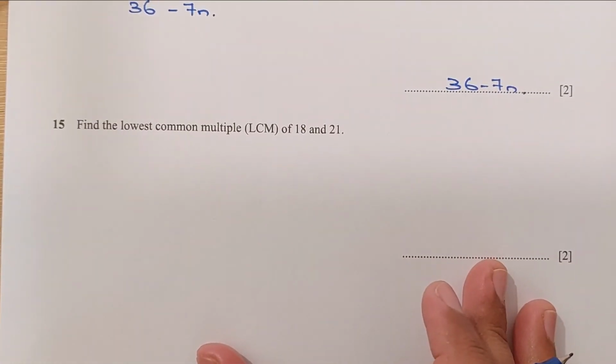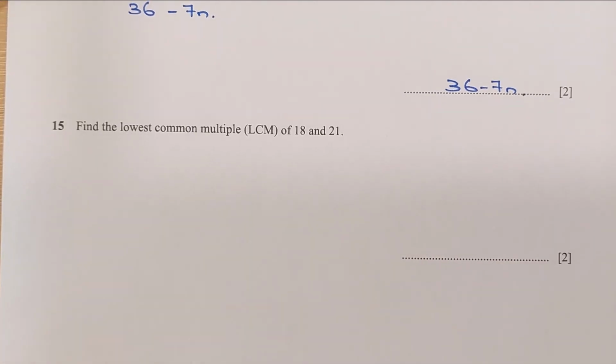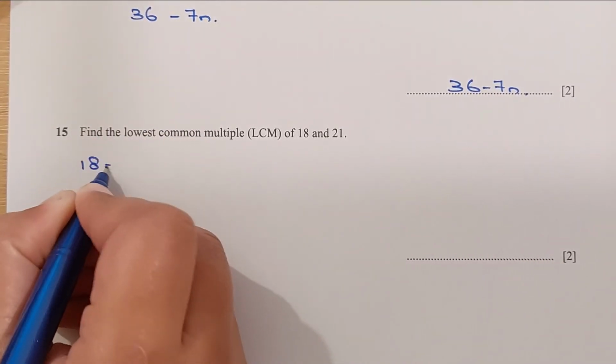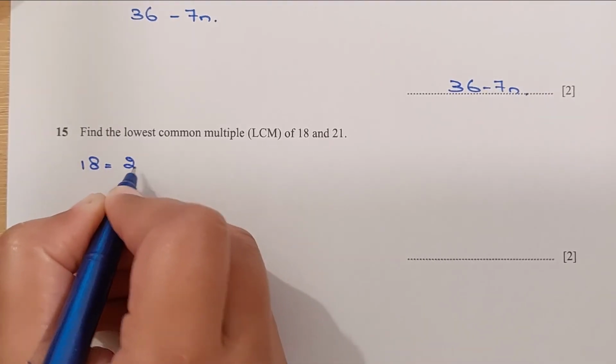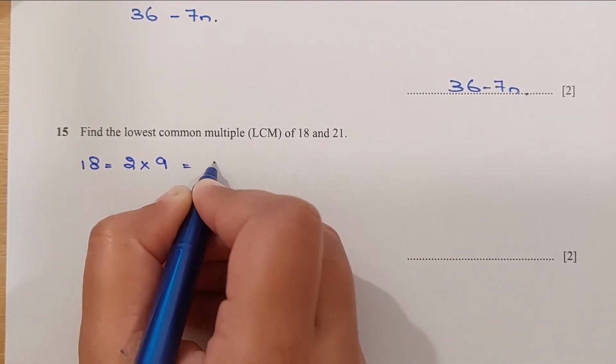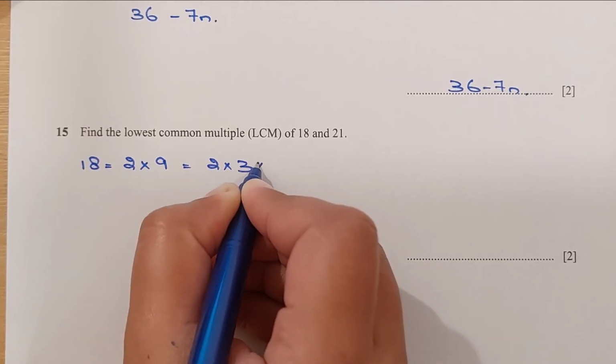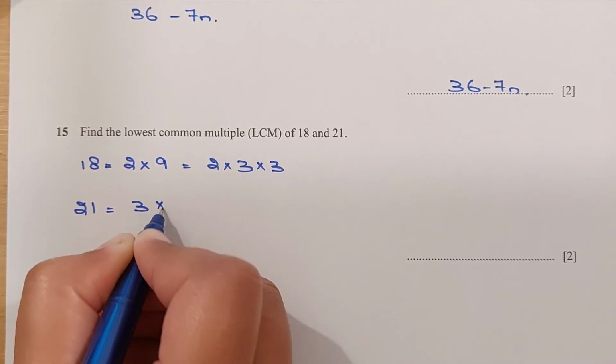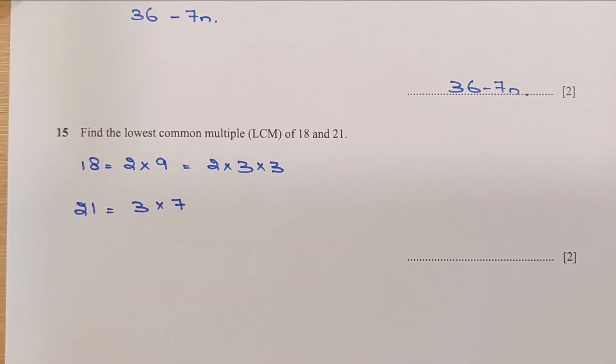Question number 15, find the lowest common multiple, LCM, of 18 and 21. For LCM, we have to write the prime factorization of the two numbers. 18 is 2 times 9, so 2 times 3 times 3 is the prime factorization. 21 is 3 times 7, and 3 and 7 are prime numbers.